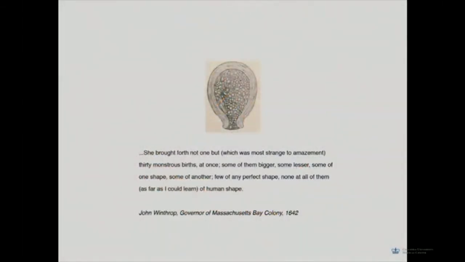Now, I read a biography of Anne Hutchinson, a religious dissenter who was exiled from Boston. If you read this, she brought forth not one, but, most strange to amazement, 30 monstrous births. But this description actually fits a hydatidiform mole, that's the androgenetic conceptus, quite well. And most remarkably, this is from the diary of John Winthrop when he was governor of Massachusetts Bay Colony.